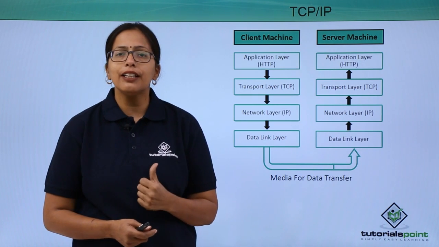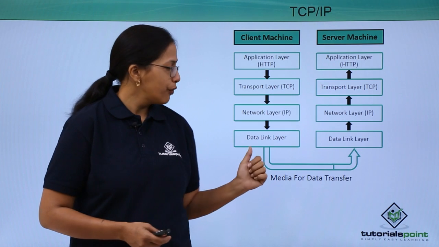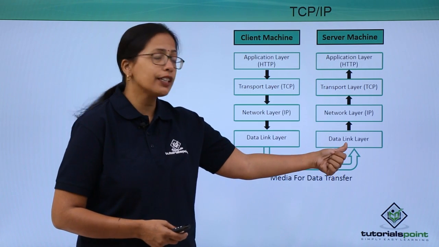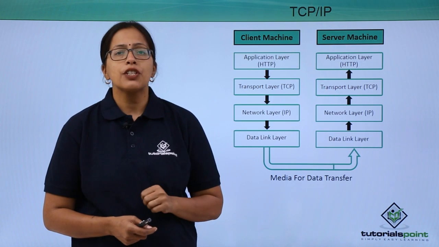What happens in the data link layer? Data link layer actually transmits the data physically. That physical transmission occurs in the data link layer and it goes to the server machine.